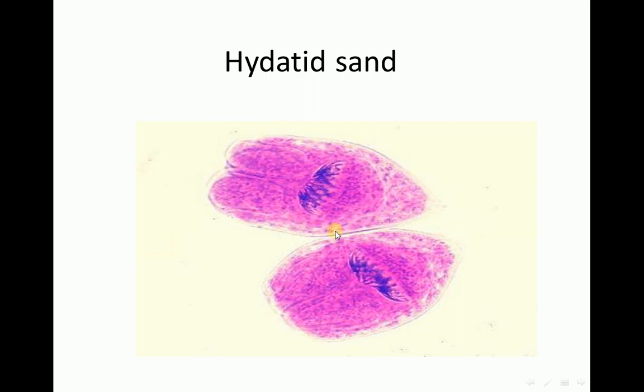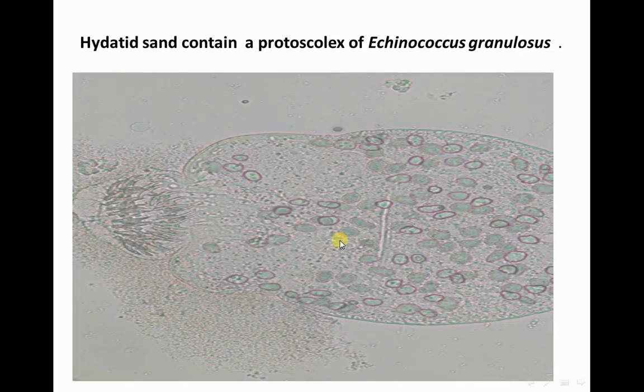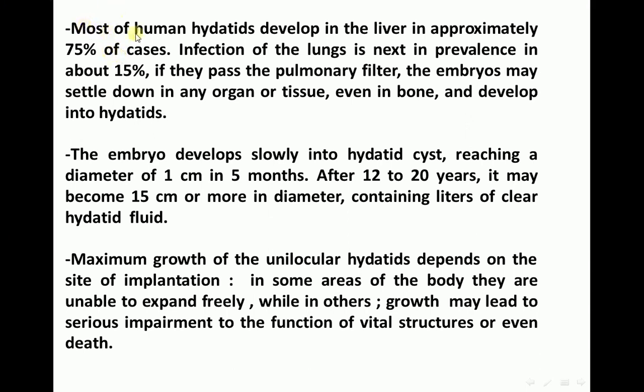This image showing hydatid sand. Another image showing this hydatid sand contain protoscolex of this parasite Echinococcus granulosus. Most of the human hydatids develop in the liver in approximately 75% of cases. Infection of the lungs is next in prevalence in about 15%. If they pass the pulmonary filter, the embryos may settle down in any organ or tissue, even in bone, and develop into hydatids.